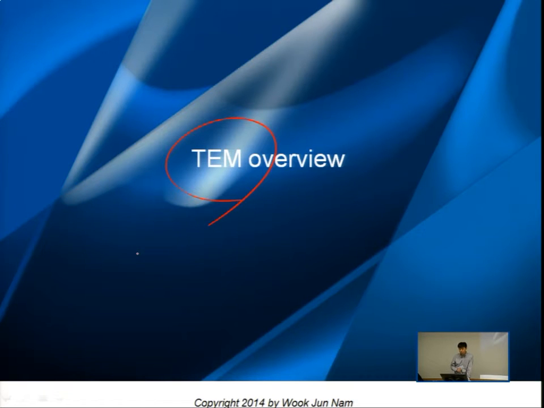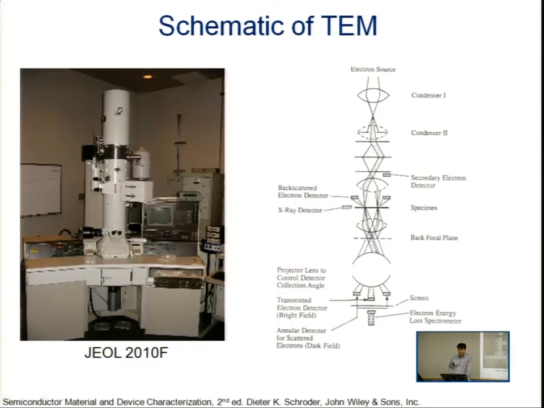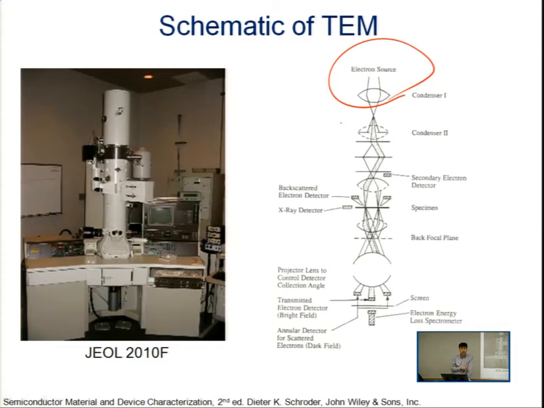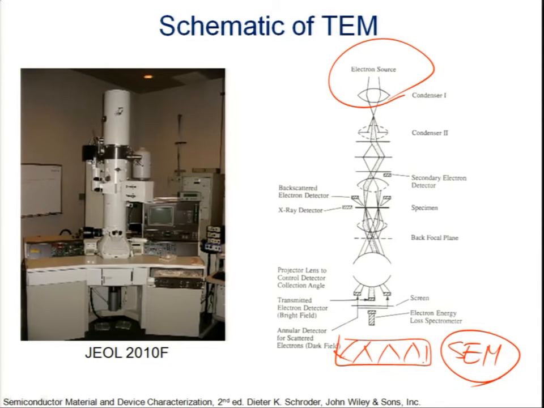So let's talk briefly about the TEM. Its configuration is something like this. We have an electron source, and one of the biggest differences between TEM and SEM is that in the SEM we have the samples in the very last stage, right? But in the TEM, we load our samples in the middle of the column.